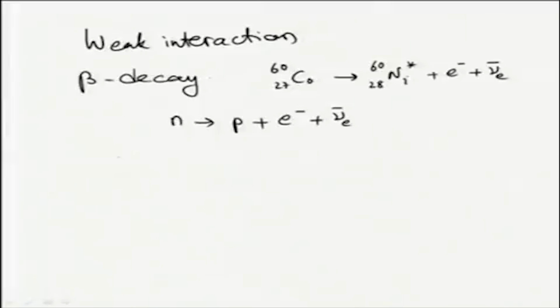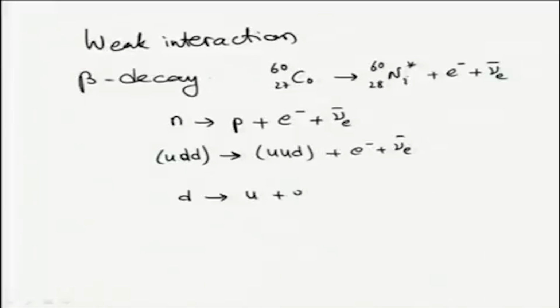At the quark level, we can think about this as a U quark and a D quark and a D quark converting into a U quark and a D quark plus e minus plus nu e bar. Or you can say that one of the D quarks converts itself into a U quark and an electron plus nu e bar. And we had been describing the transition amplitudes in terms of current interactions.